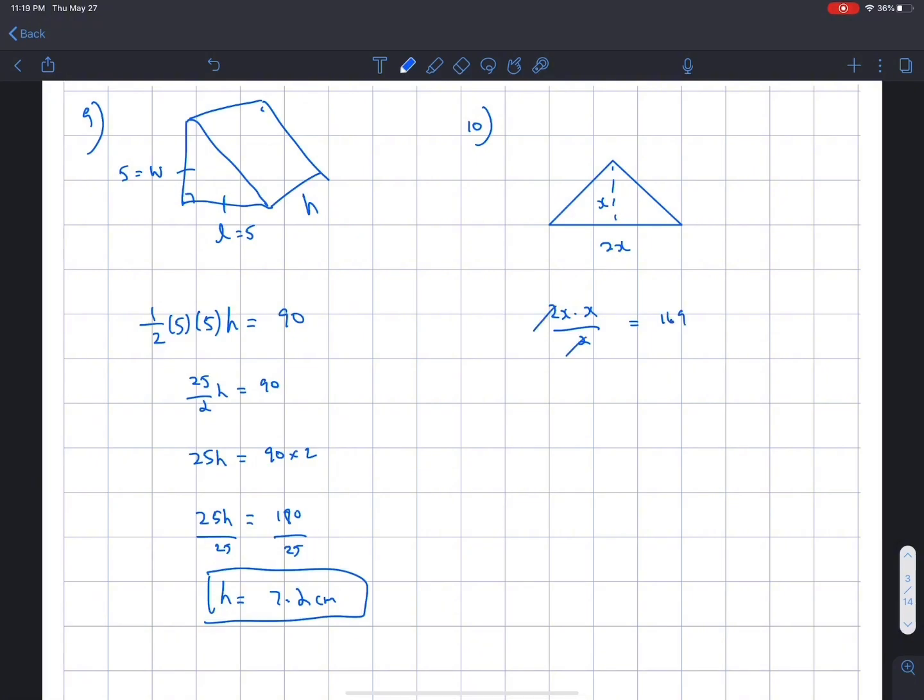The 2 get crossed out nicely, we get x squared equals to 169. Now we can square root both sides to get x equals to 13. The base, which is what they are asking, is 2x. And we just figure that x is 13, so the base must be 26 centimeter.